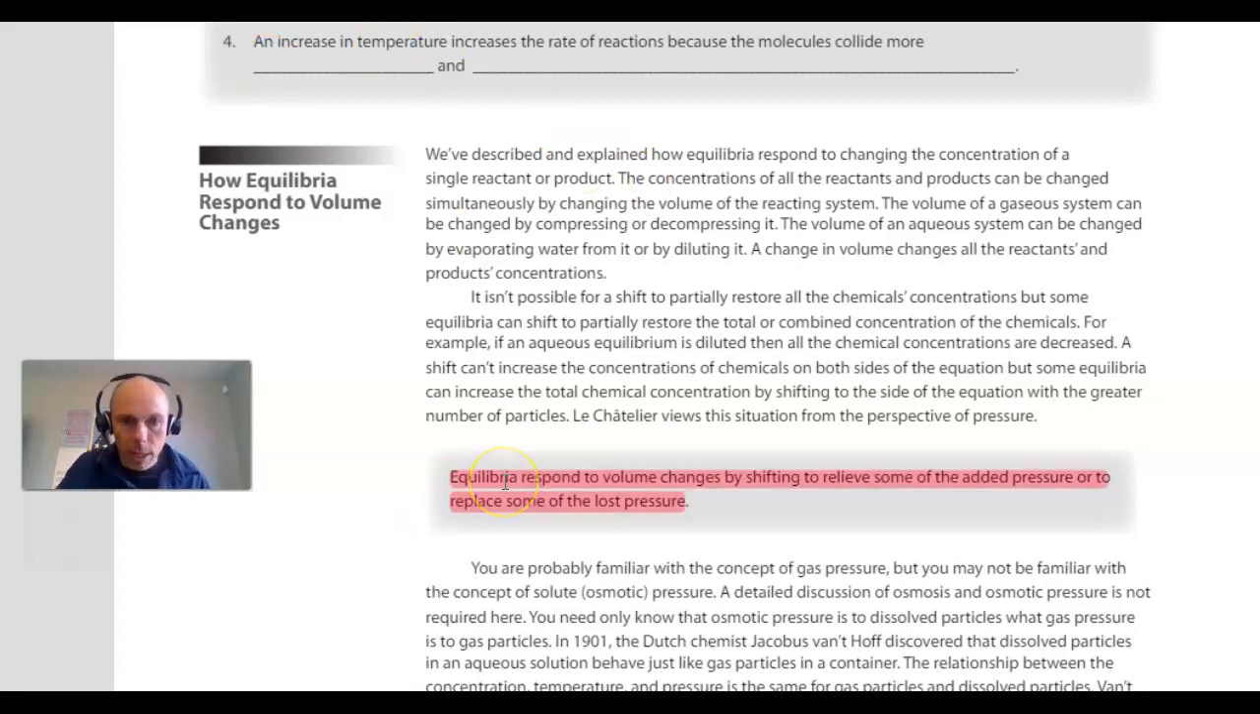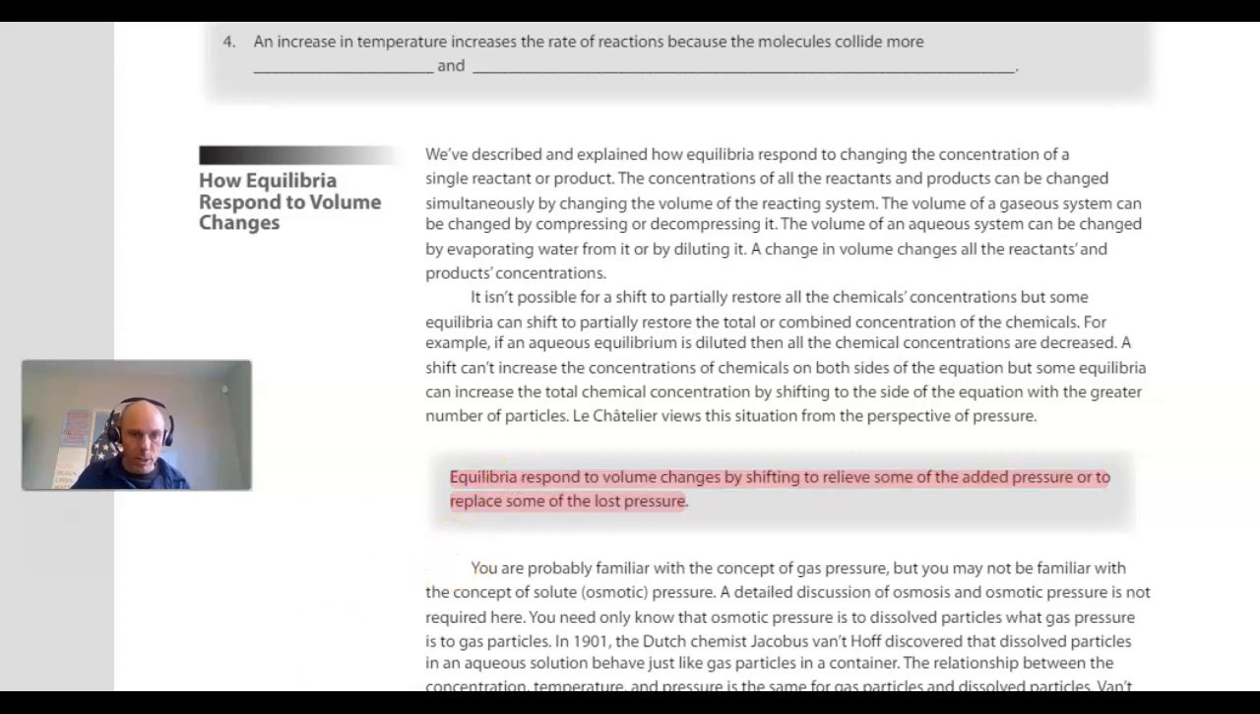All right, if we read this statement here in bright, beautiful pink, it says, equilibria respond to volume changes by shifting to relieve some of the added pressure or to replace some of the lost pressure. So if a stressor is done to a system where the pressure drops, the system will respond in such a way to increase the pressure, to restore some of that lost pressure, and vice versa.